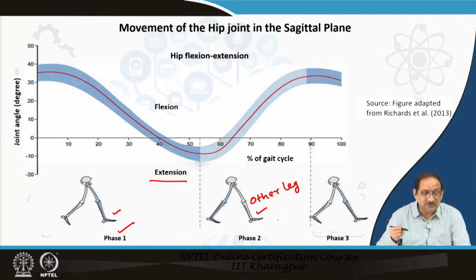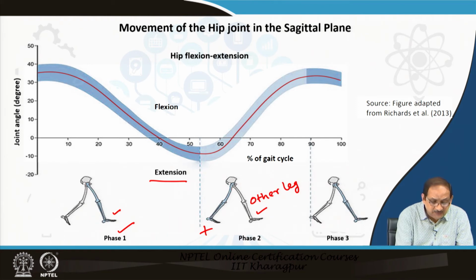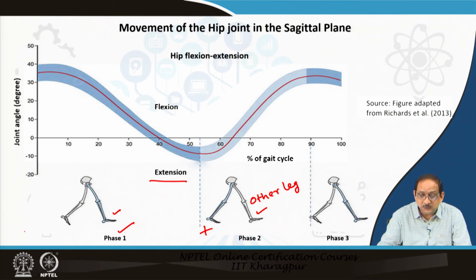The weight actually is then transferred to the forward limb, and the trailing limb begins to flex at the hip. This is the pre-swing phase. The toe actually goes off the ground or leaves the ground at 60% of the gait cycle.